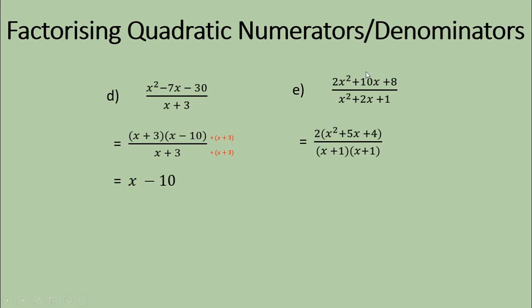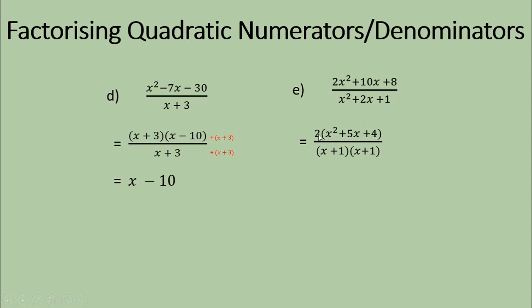2 times 5x would make the 10x, and 2 times 4 makes the 8. And on the bottom, I factorized that quadratic, and that turned into x plus 1 times x plus 1, because 1 times 1 makes 1, and 1 plus 1 makes 2. Right, so now I need to factorize the top quadratic here.